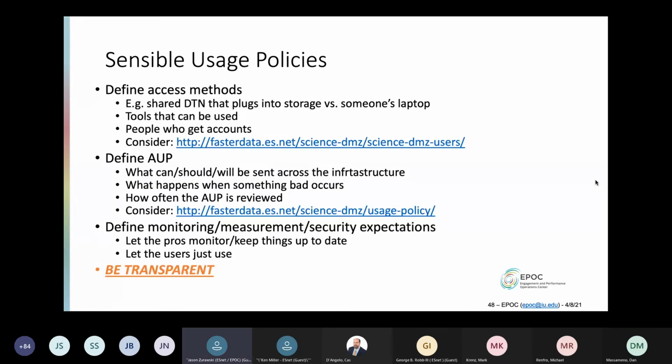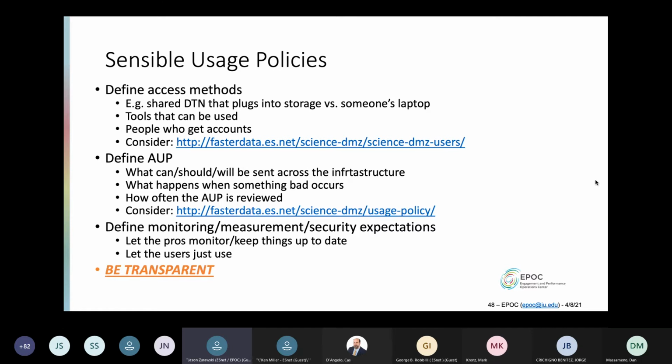So we would certainly recommend defining access methods. How do you share this information? If it needs to leave and go somewhere else, it probably is going to go through a DTN. That DTN is going to plug into storage. Maybe it plugs into institutional storage, maybe it's somebody's personal disk, whatever the case may be, you need to make sure you understand what they're thinking they want to do. There's going to be certain tools involved. There's going to be people who need accounts.